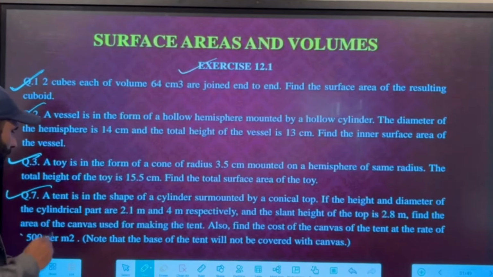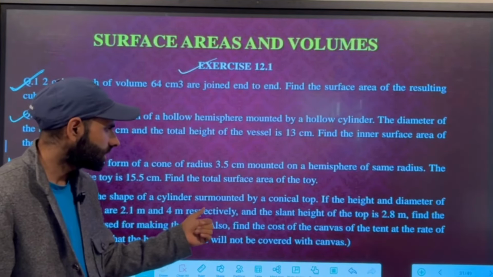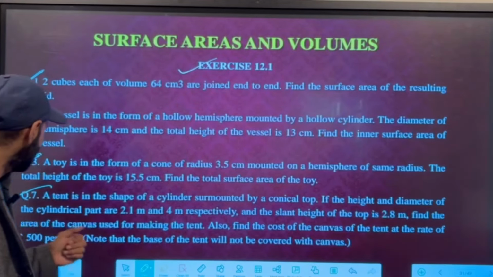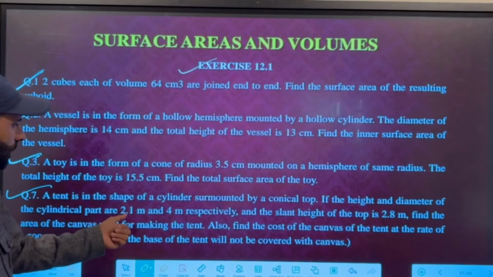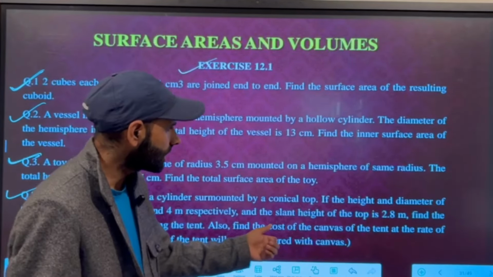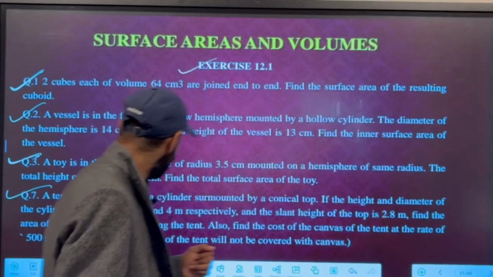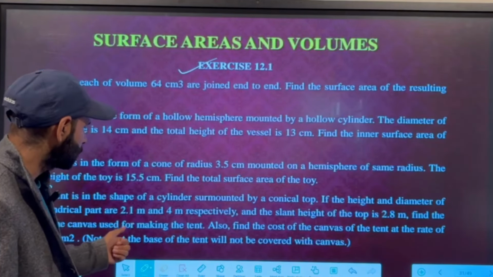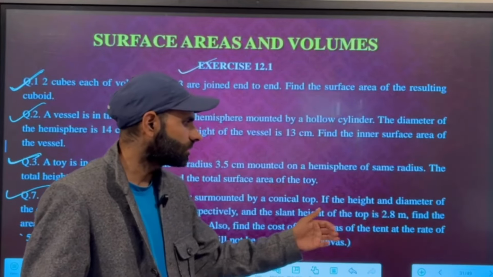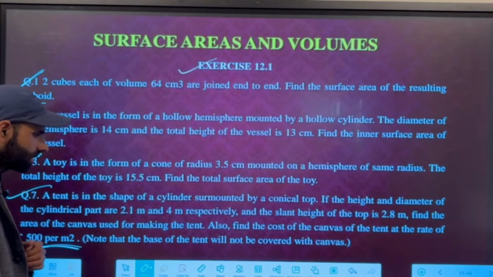Question number 7 from the same exercise. A tent is in the shape of a cylinder surmounted by a conical top. If the height and the diameter of the cylindrical part are 2.1 meter and 4 meter respectively, and the slant height, that is L, of the top is 2.8 meter. Find the area of the canvas used for making the tent. Also find the cost of the canvas of the tent at the rate of 500 per square meter.